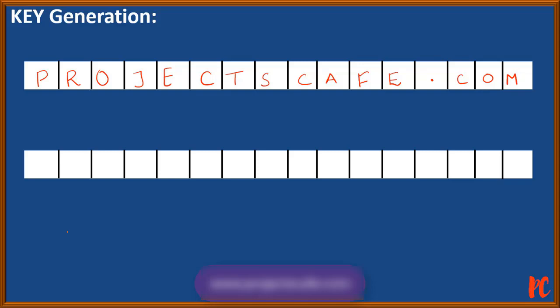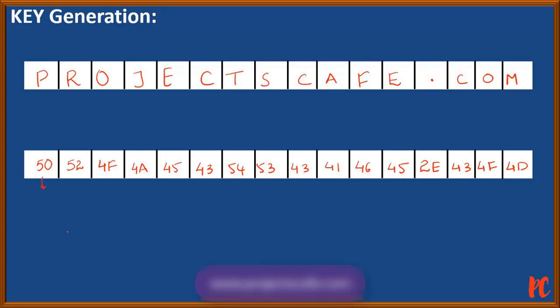If I convert that character into hexadecimal, then the hexa value for P will be 50, for R 52, for O 4F, for J 4A, E 45, C 43, T it will be 54, similarly S 53, again C 43, A 41, F 46, E 45, dot 2E, C 43, O 4F, M 4D. So this is my hexa representation.